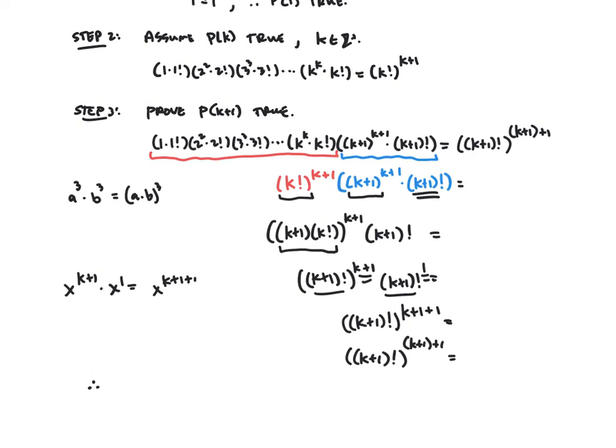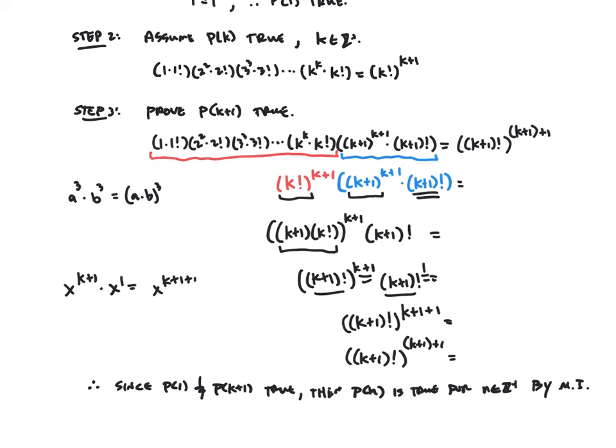Therefore, since P(1) and P(k+1) are true, then P(n) is true for n in Z+ by math induction. All right, guys, we got one more example.